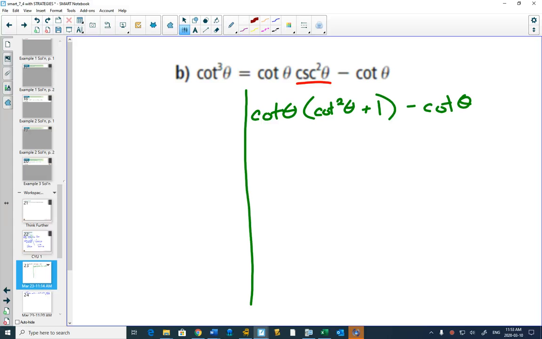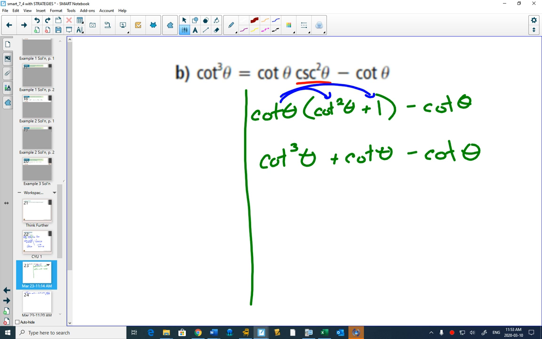Okay. So now I can distribute my cotangent theta. And I get cotangent cubed plus cotangent theta minus cotangent theta. See that these are like terms? What's cotangent theta minus cotangent theta? It's going to just be 0.